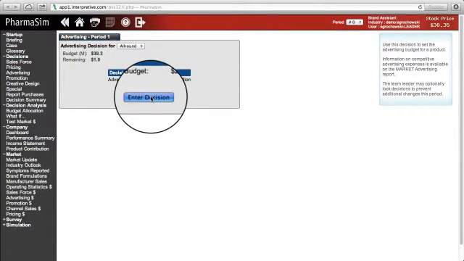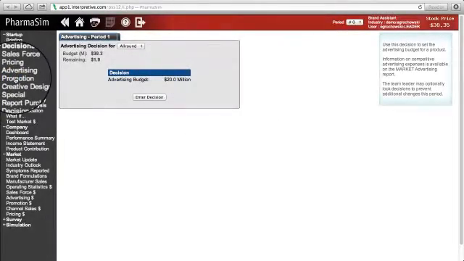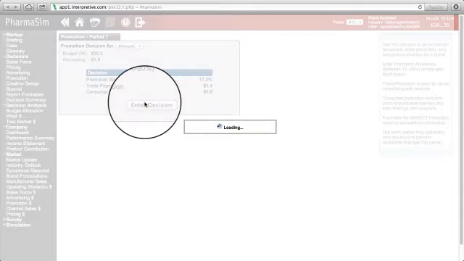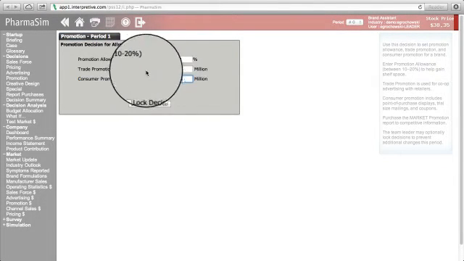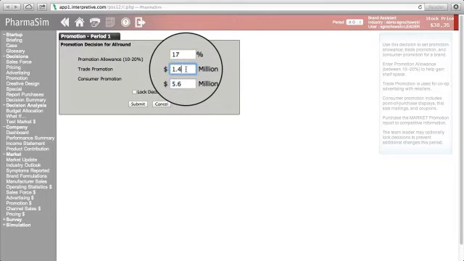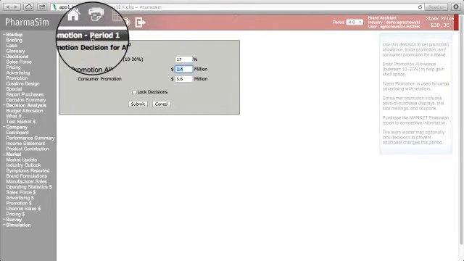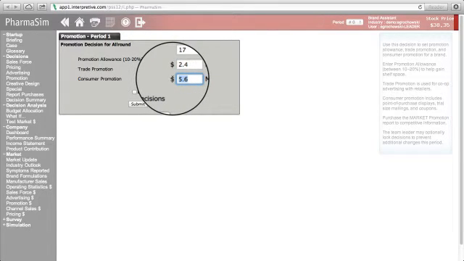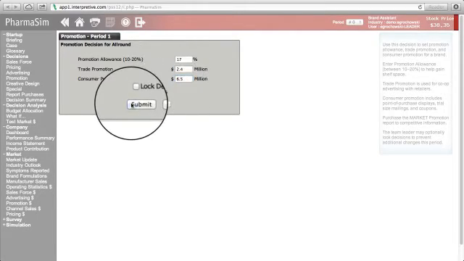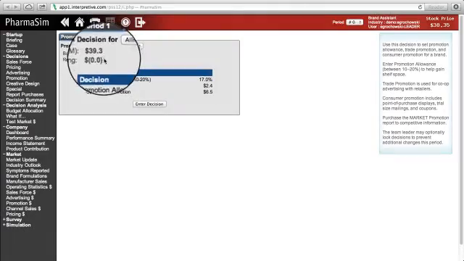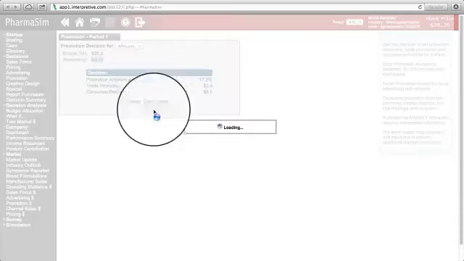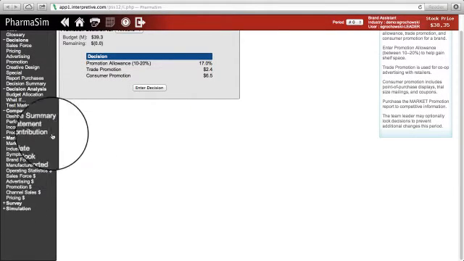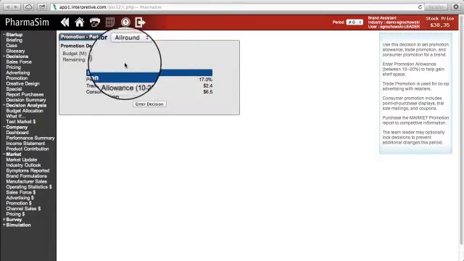Advertising, I don't really have that much money for advertising. I only have $1.9 million now after increasing my sales staff. Promotion, I might decide to increase my trade promotion by $2.4 million, and increase my consumer promotion. All right, you see here now I've got no money left. Whoops. So now I have no money left. I think maybe it's time for me to submit my decision.